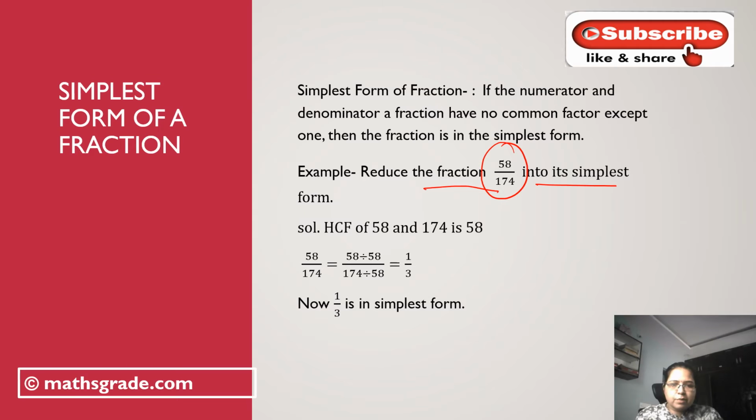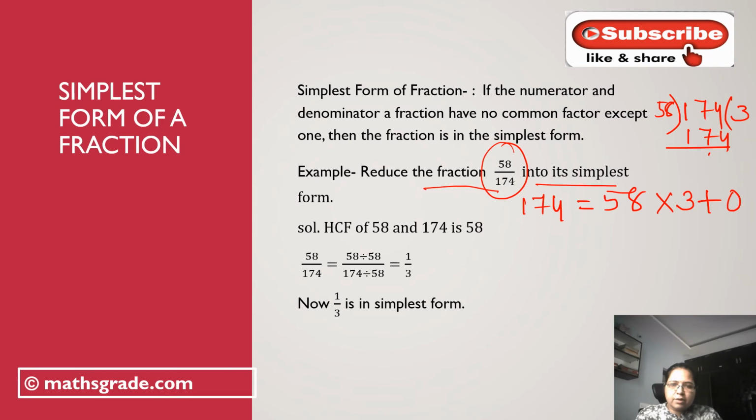How to find the highest common factor of 58 and 174 using the division method or prime factorization method? Here we apply the division method. 174 divided by 58, where 58 is the divisor and 174 is the dividend. 58 multiplied by 3 is 174, so 3 is the quotient and 0 is the remainder.